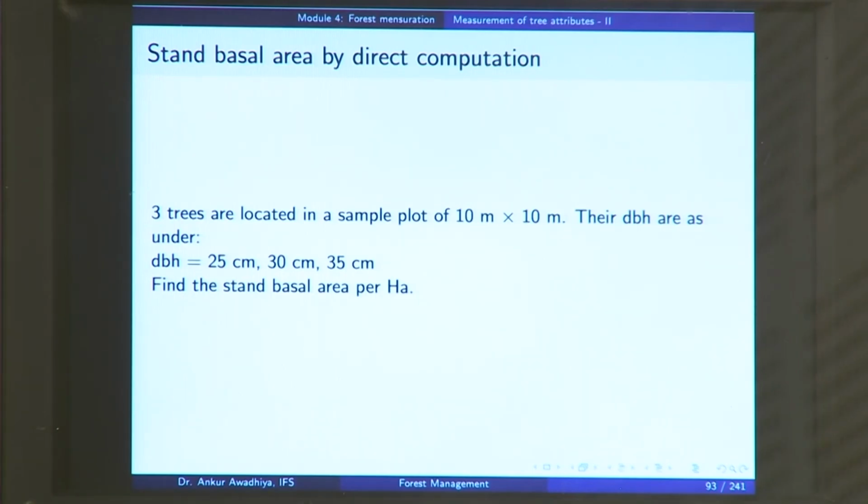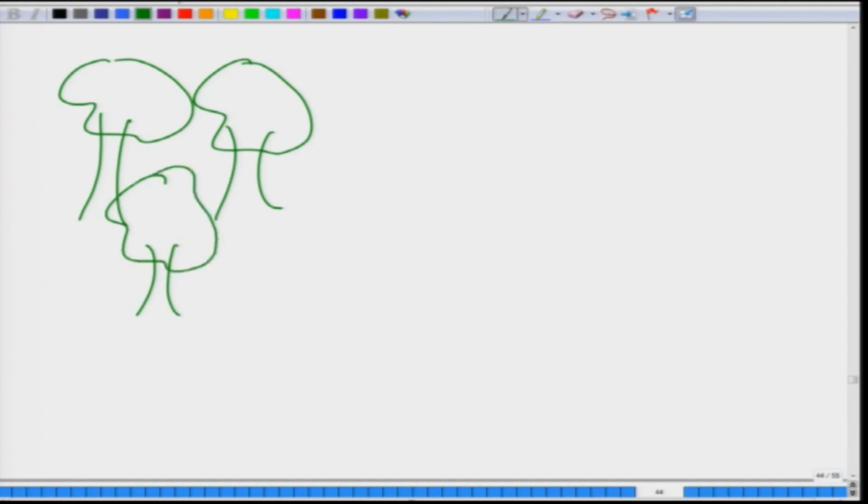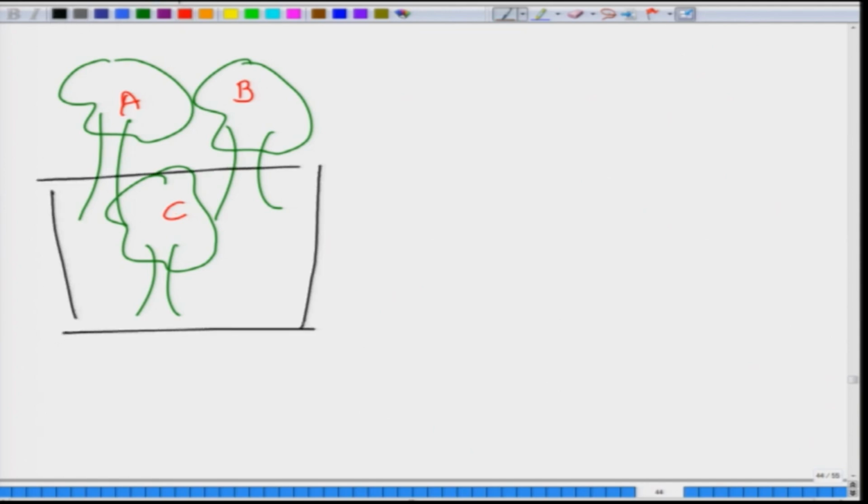So, we will illustrate this method using this example. You have 3 trees that are located in a sample plot of 10 by 10 meters. The DBH are as under: 25 centimeter, 30 centimeter and 35 centimeter, and you have to find out the stand basal area per hectare. So, what this question says is that you have 3 trees in your stand. Let us call these 3 trees A, B and C, and the sample plot is 10 meters by 10 meters.